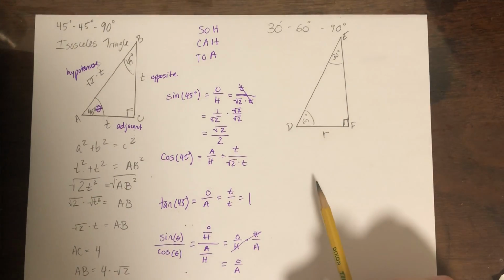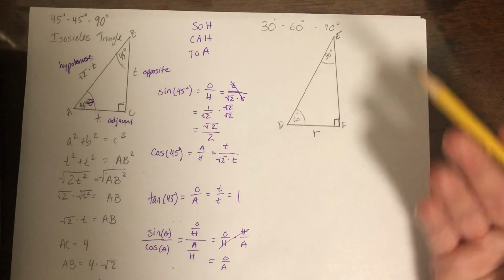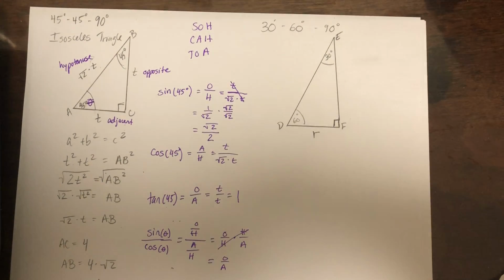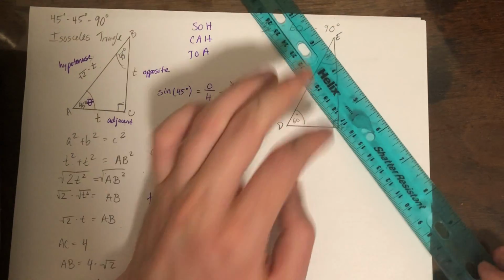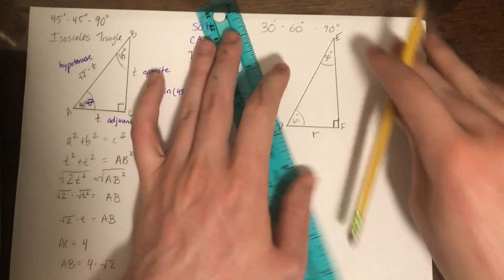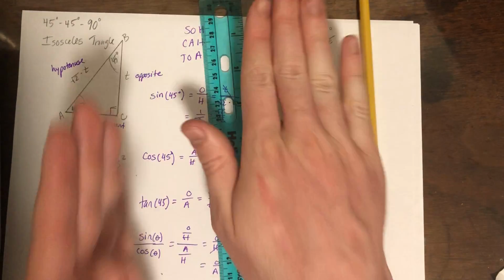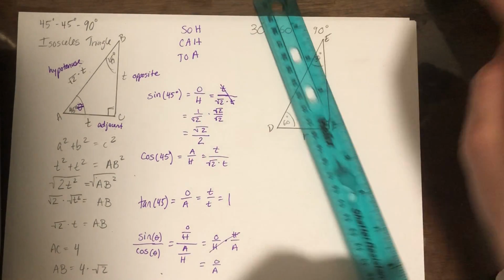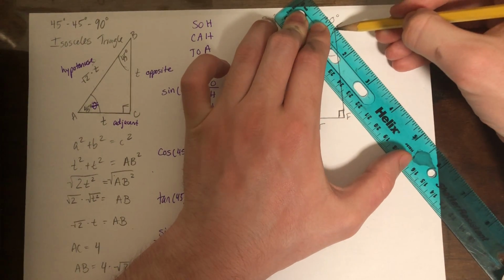I don't know the hypotenuse, and I actually don't know the other leg because it's not an isosceles triangle, so I can't just assume that the leg's the same. So what I'm going to do is a little bit of construction. I'm not going to do it formally, but basically I'm going to reflect this triangle over EF. I'm going to take it and flip it over EF. You'll see why that's helpful in a second.